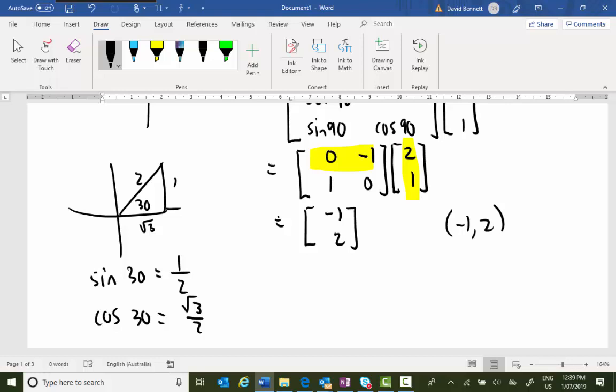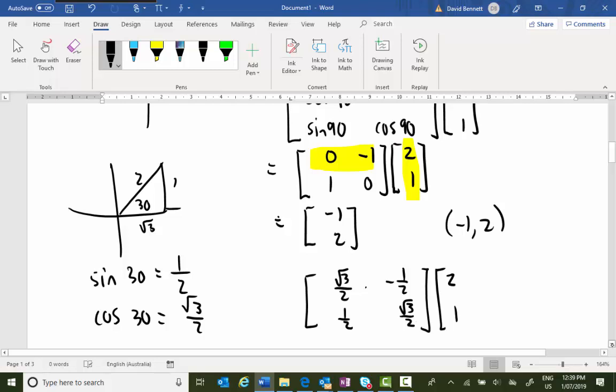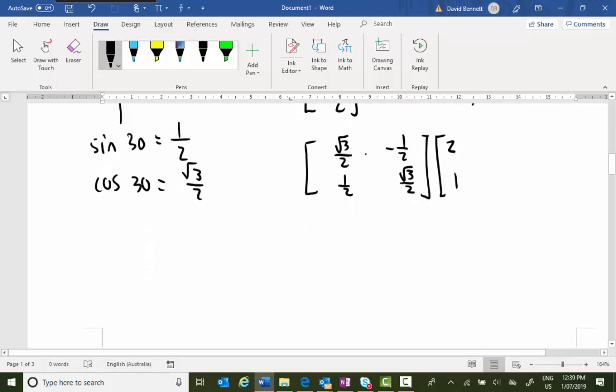So if I'm looking for an exact answer, I can do the same thing. The only thing that's going to change, if I was rotating 30 degrees, is my matrix now would become the following. Cosine would be √3 on 2, sine's going to be -1/2, then 1/2, then √3 on 2. I'd be multiplying it by the point which is (2, 1). Let's do the algebra bit, just so you see it's not that hard.